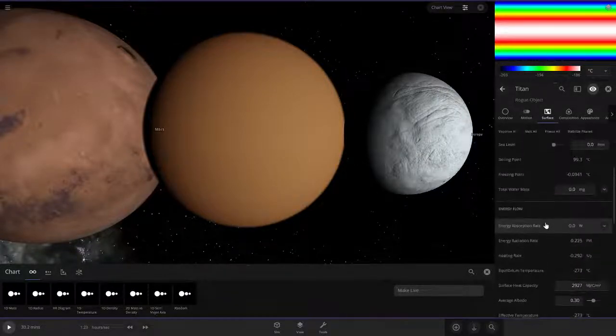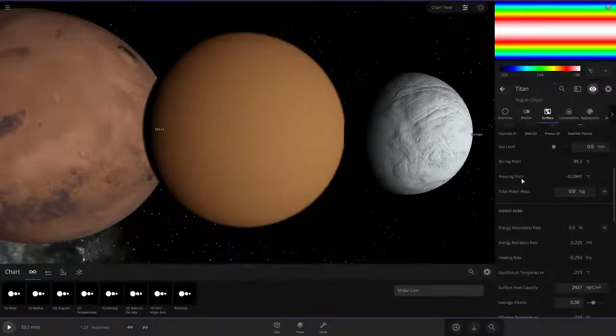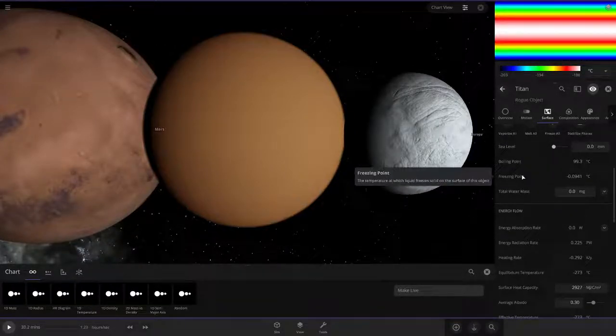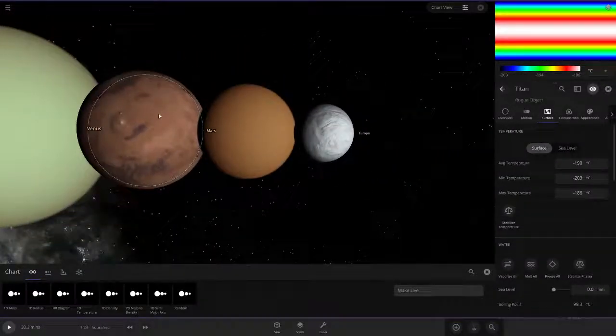Same thing with this temperature. Now, if we look here, like, water's boiling and freezing point doesn't make a difference. This makes 0 difference. Doesn't do anything. That's all for Titan. Mars.